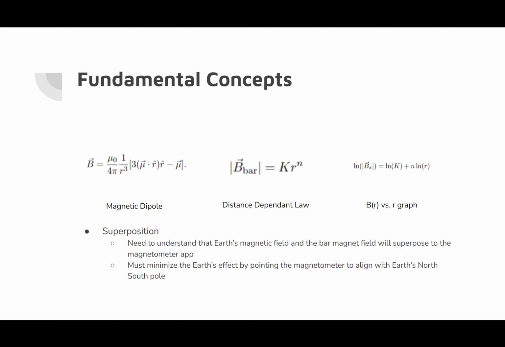Some fundamental concepts all stem from the Biot-Savart law. Our equation for a magnetic dipole anywhere in space, which isn't as good up close, our equation for distance-dependent law, and our actual graph equation of ln B versus ln r. And we also need to understand the concept of superposition, since we need to cancel out the Earth's magnetic impact on our readings, so we only get the bar magnet or magnetic dipole's impact.